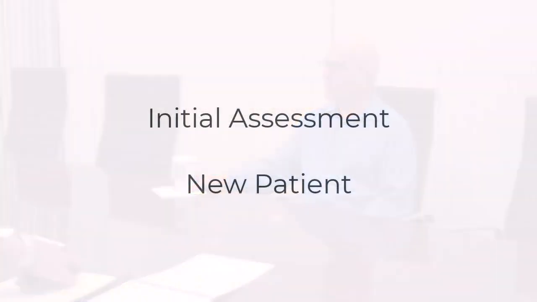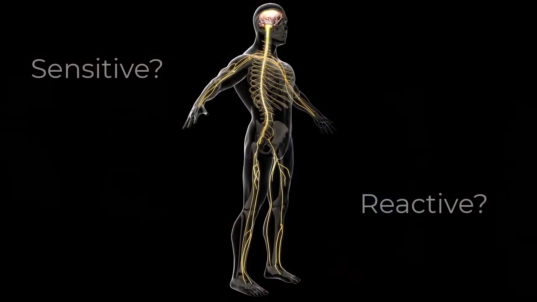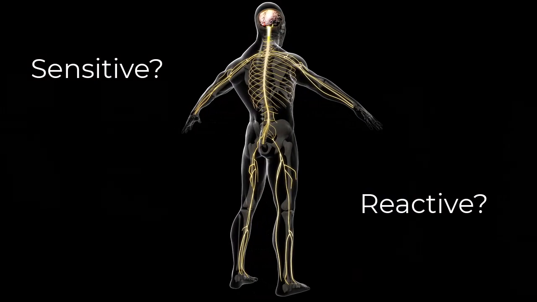Okay, so someone has come to you for help, and you figured out that there's probably something that you can do that will help them. So now they're in your office, and you have to do an assessment. The single most important quality or characteristic to be addressed in assessing a person is how sensitive or reactive their nervous system is.